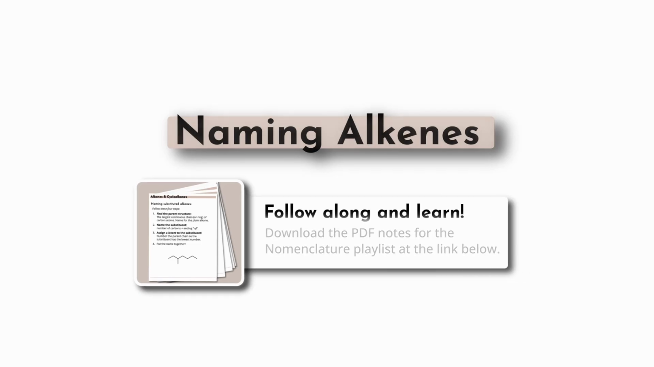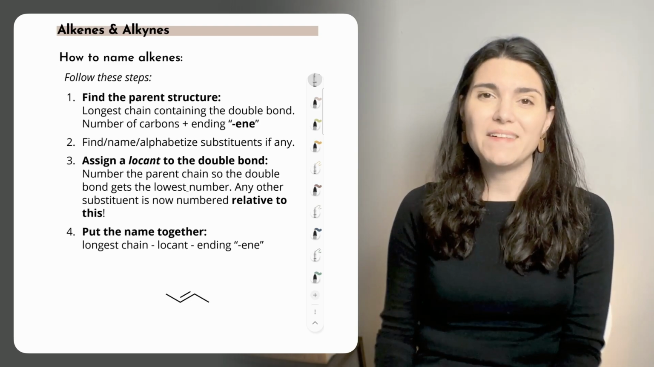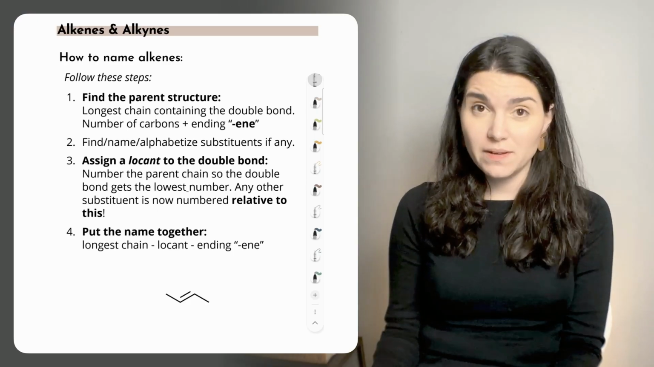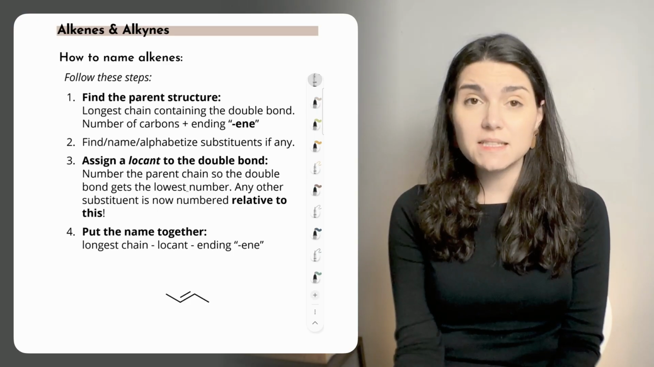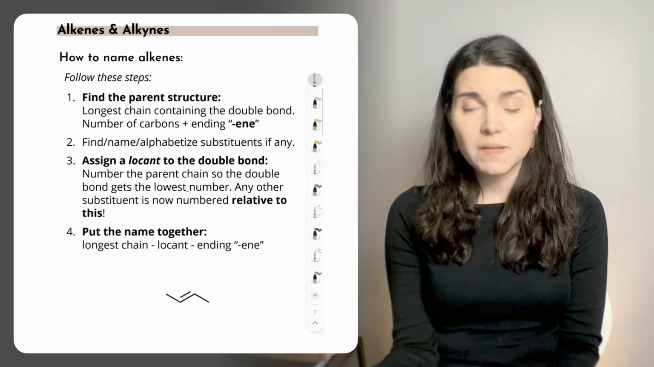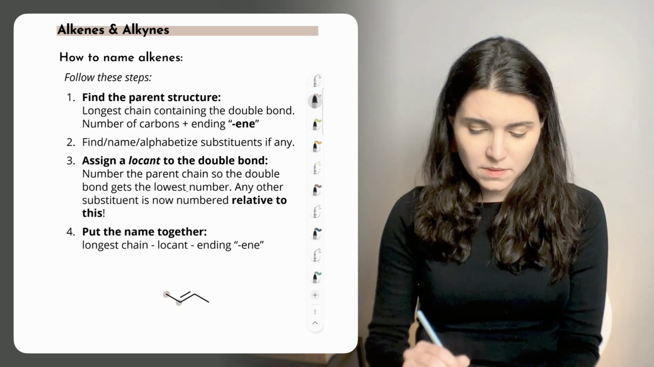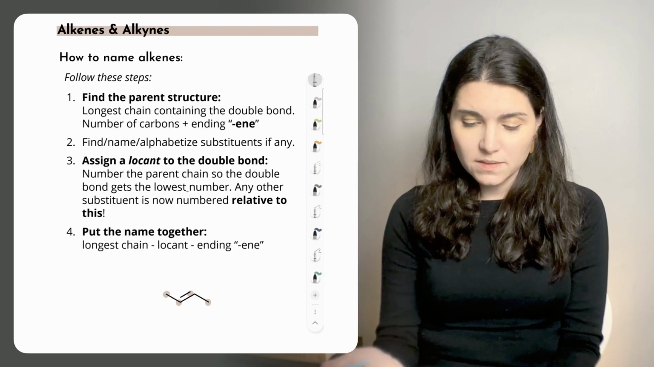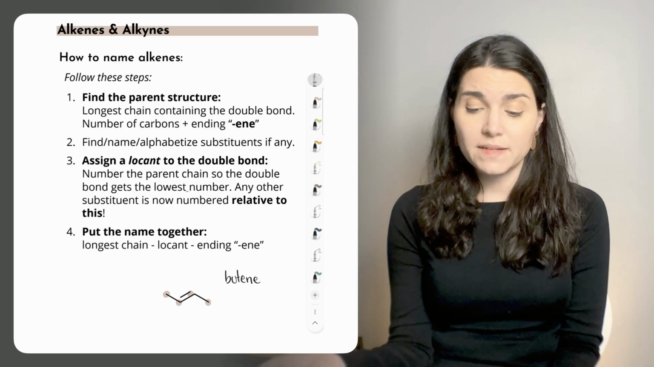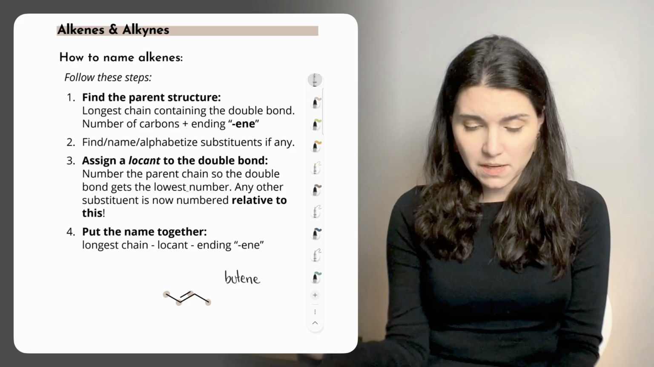So now that you're a pro at naming molecules with triple bonds, we're going to move on to naming molecules with double bonds, the alkenes. So to name an alkene, you're going to follow these steps. We are going to find the parent structure first. So in this case, it is the longest chain that contains the double bond. We're going to name it for the number of carbons in the chain plus the ending -ene. So this example below has 1, 2, 3, 4 carbons. So that is a butene. If there were any substituents on the rest of the long chain, you would name and alphabetize them, but there aren't any on this example.